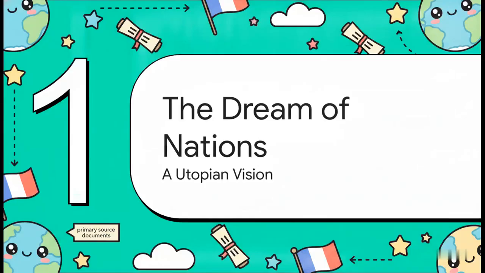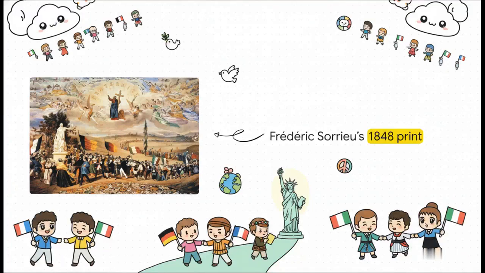All right, part one, the dream of nations, a utopian vision. Let's kick things off by checking out a fascinating primary source document from 1848. The French artist Frédéric Soriot created this incredible print called The Dream of Worldwide Democratic and Social Republics. He is literally illustrating his ultimate dream for the future. A world made up of distinct democratic nations marching together in total harmony.